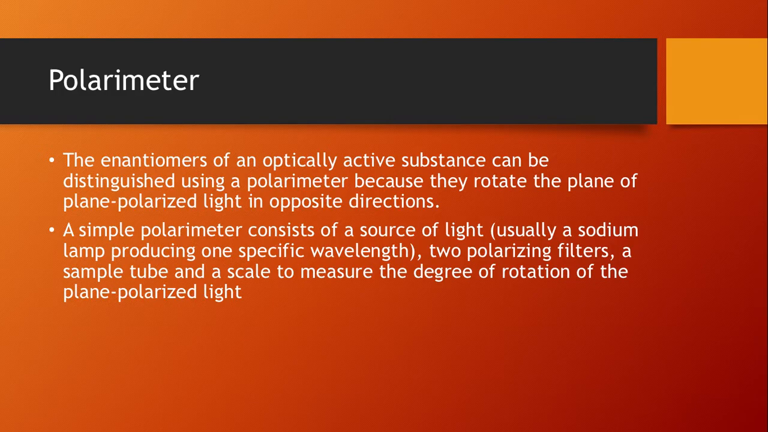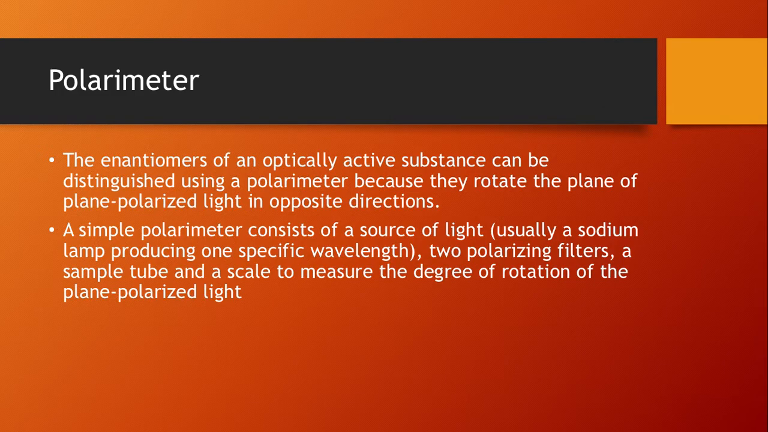So going back to the idea of enantiomers, while the enantiomers of the optically active substance can be distinguished using a polarimeter because they rotate the plane of plane polarized light in opposite directions. So if you remember, the different enantiomers will rotate light the same amount of degrees, but it'll be in opposite directions. So the R form will rotate it one way, the S form will rotate it the opposite.